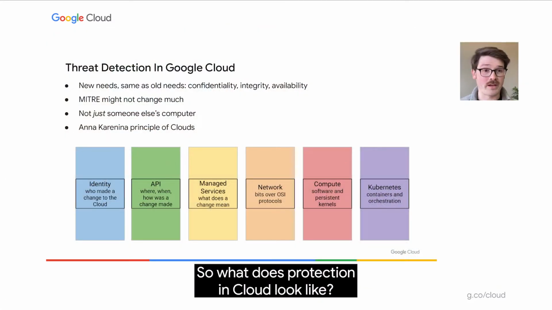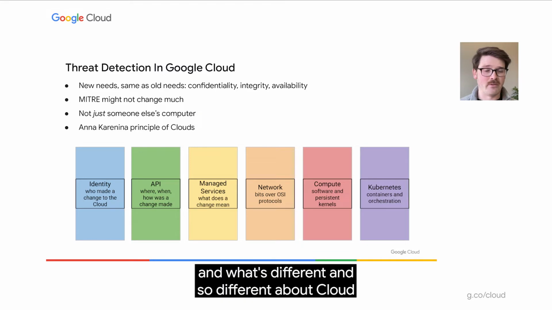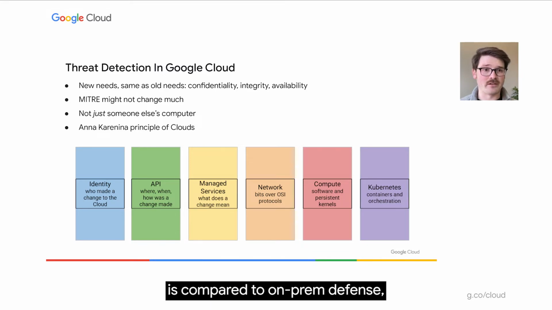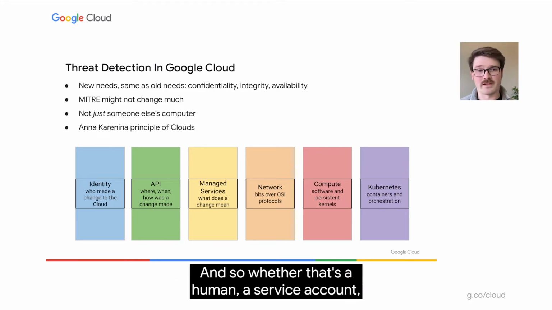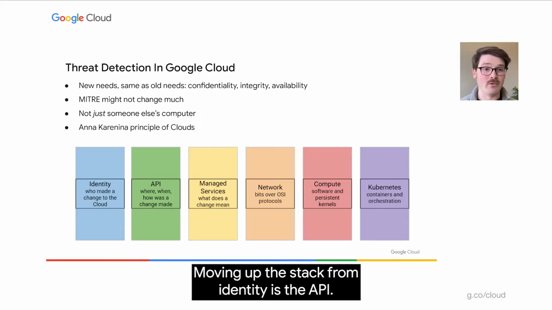So what does protection in cloud look like? Well, I think of it as having these 6 layers. On the left is identity. What's so different about cloud as compared to on-prem defense is every action that happens in cloud is tied back to an identity. Whether that's a human or a service account, you have an identity that made that change at the end of the day. Moving up the stack from identity is the API.